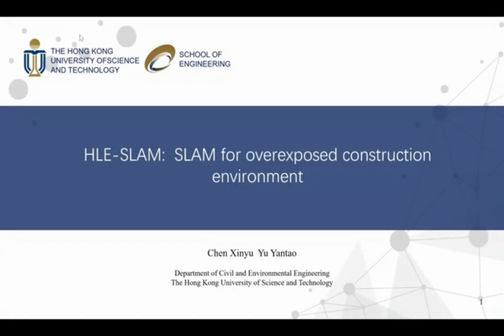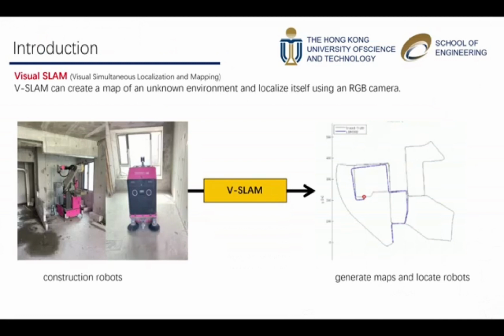My name is Xinyu, and the subject of my talk is HLE SLAM for overexposure construction environment. Firstly, we talk about visual SLAM. Visual SLAM can create a map of an unknown environment and locate itself using an RGB camera, and it can work in a construction site.